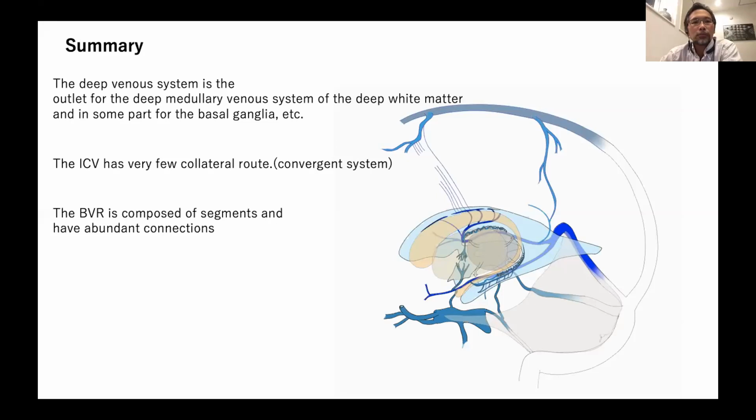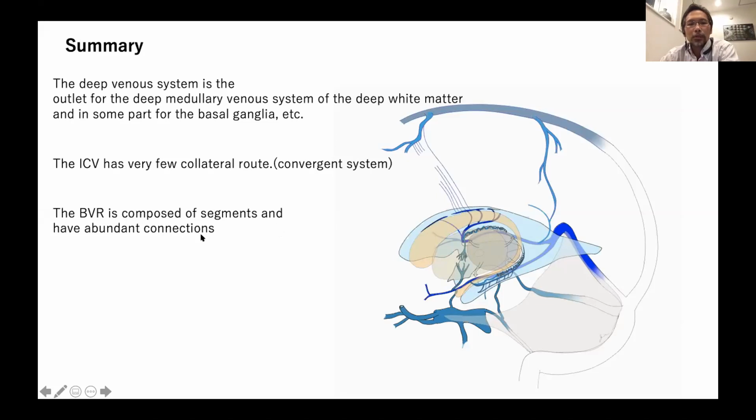Okay, so the deep venous system is the outlet for the deep medullary venous system, the deep white matter, and also some part for the gray matter, like in the basal ganglia. Okay, and the ICV, as you know, has very few collateral routes. Usually, it has to go through the white matter to escape.